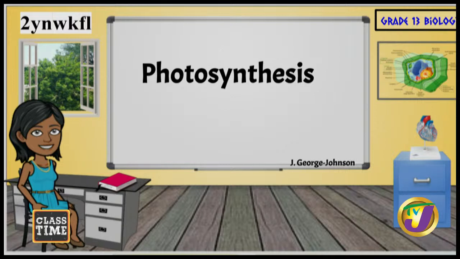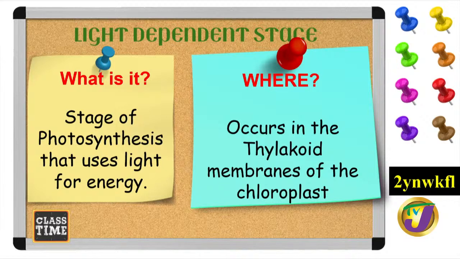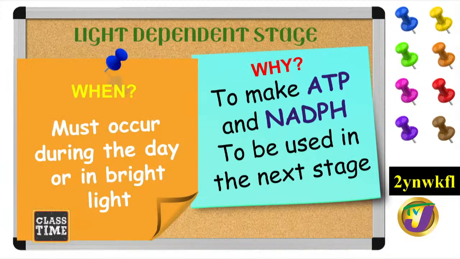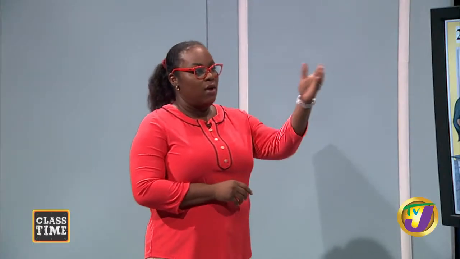The light-dependent stage of photosynthesis is a stage of photosynthesis that requires light. Okay, as the name suggests. Where does it happen? Well, we are going to take a closer look. Everybody knows photosynthesis occurs in the chloroplast. But today we are going to take an even closer look at the chloroplast and find out that within the chloroplast you have a particular structure known as the thylakoid membranes, and that is where the light-dependent stage of photosynthesis takes place.